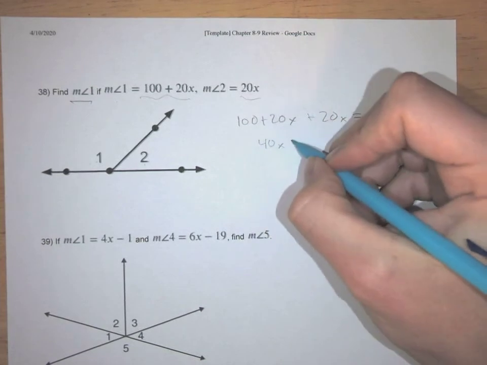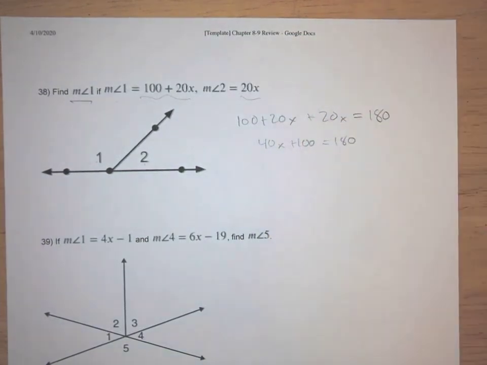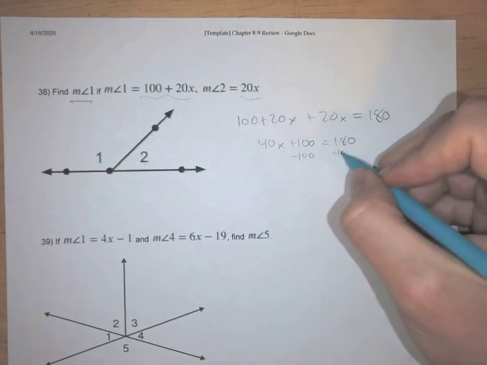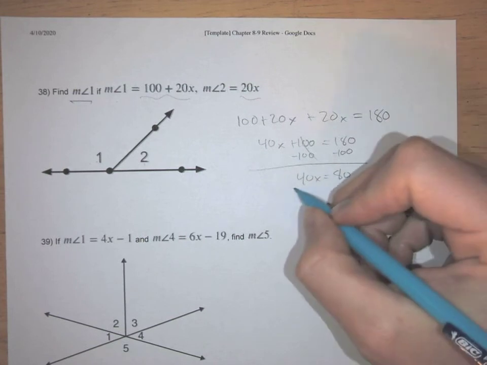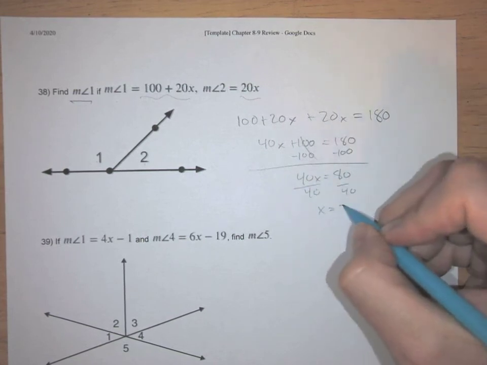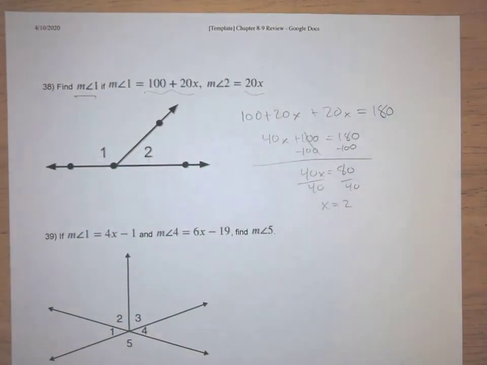So when we combine like terms and rearrange this a little bit, we get 40x plus 100 equals 180. And we'll just start our solving process here. So 40x equals 80. Divide both sides by 40, which means that x has to equal 2. Okay, now that's not the answer. That's just part of what we need.